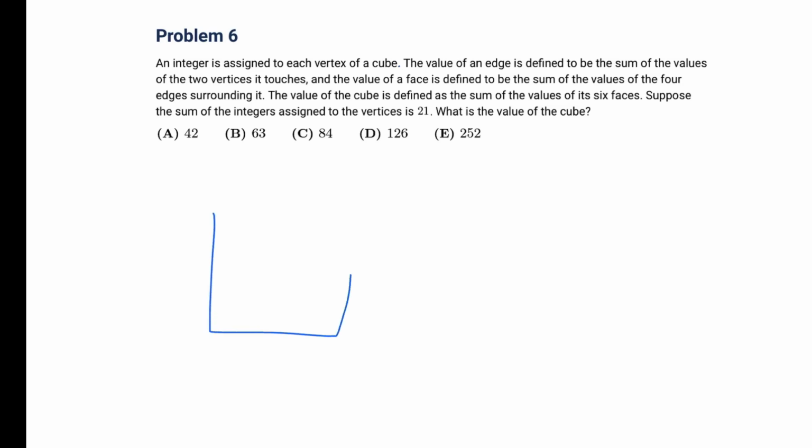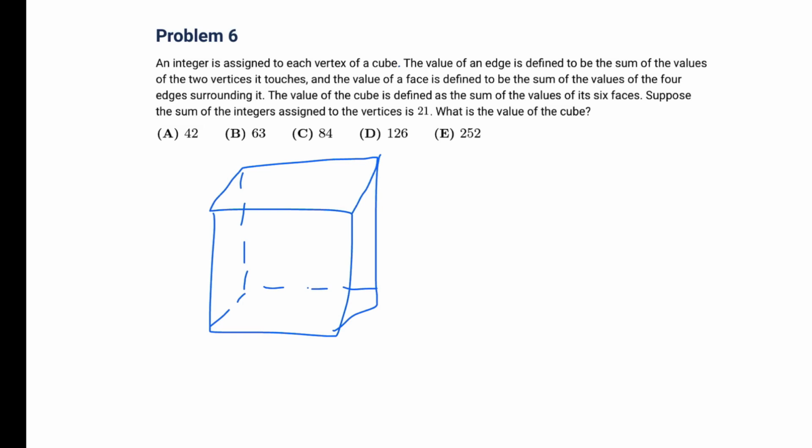Well, let's just draw the cube first. I find it helpful to visualize. And we know that we're going to have 6 faces. And if we look at just one edge of the cube, we'll see that each edge is on 2 faces. Since we add up the sum of the faces to find the value of the cube, and each edge is on 2 faces, we know that each edge is counted 2 times when we're calculating the value of the cube.